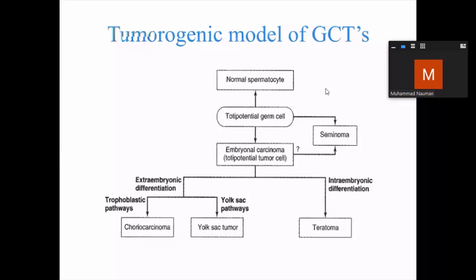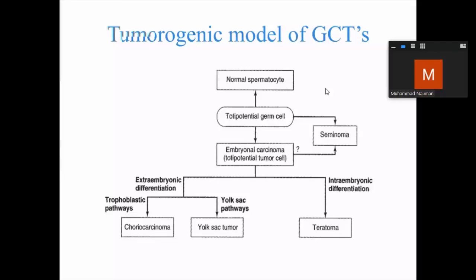Embryonal carcinoma is a broad term. It is a totipotent tumor cell. In embryonal carcinoma, we have two paths. If this tumor develops from a mutation or neoplasia in the intraembryonic differentiation, it will lead to teratoma. Intraembryonic means the differentiation which happens in the embryo. Like teratoma, it has all the parts of the three germ layers, which are destined to develop into three particular sectors in the future.